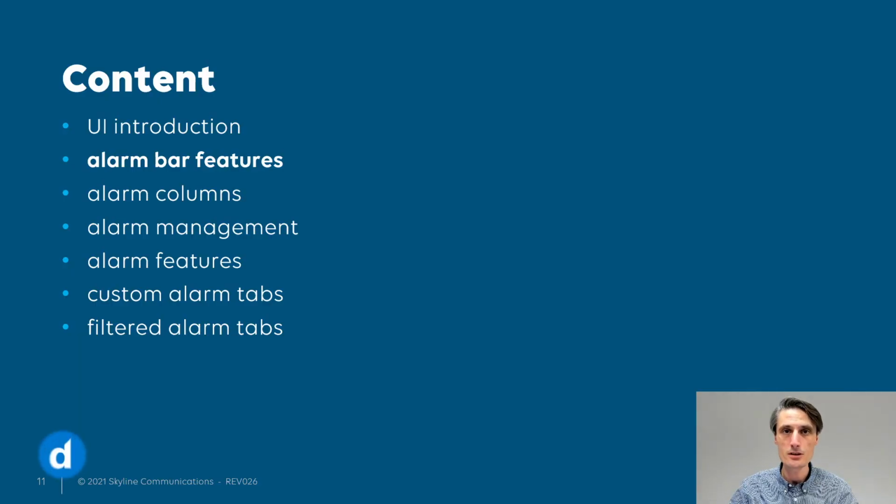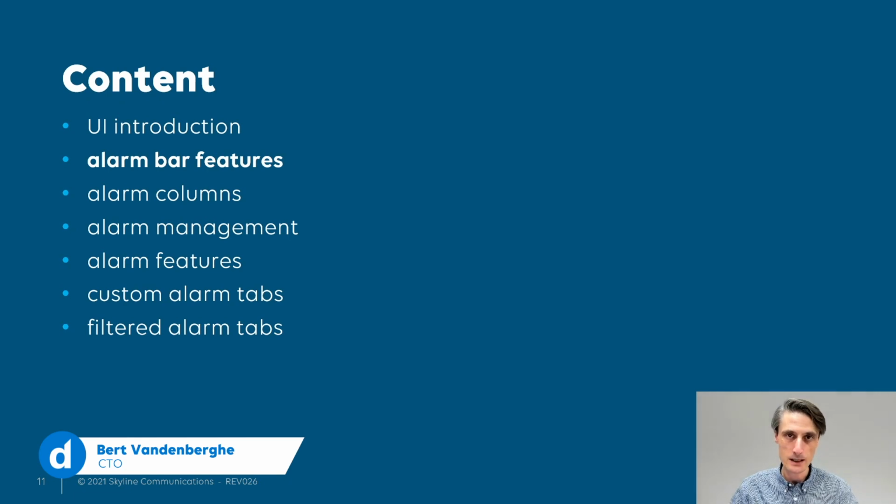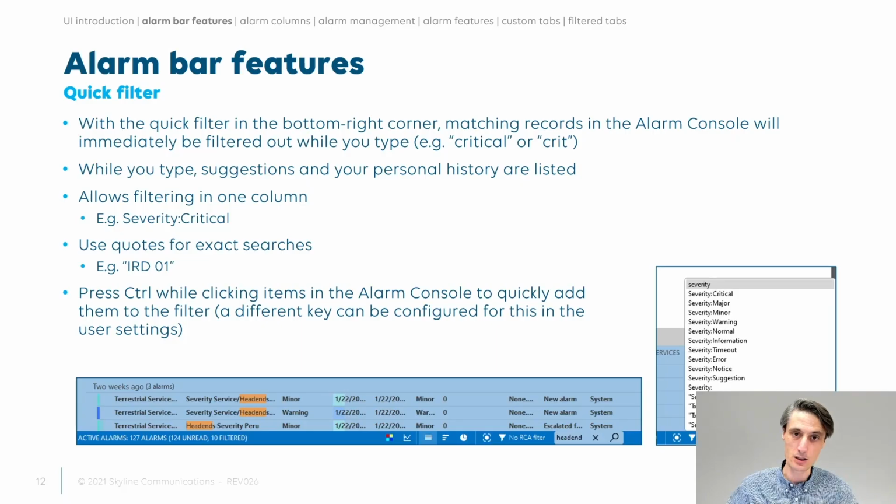Alarm bar features. Let's take a closer look at that alarm bar, the blue bar at the bottom of your DataMiner Cube. That's basically this one over here at the bottom. Because we mentioned during the UI introduction, you have a summary there of the number of alarms with some summary per severity. But next to that, we do have some buttons and some filtering options. That's what we will take a closer look at now.